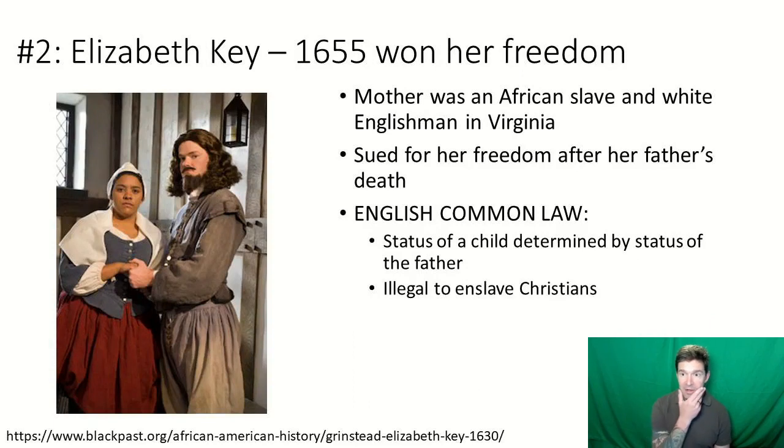Our second instance here is Elizabeth Key. This one's a great one because it really shows you the law as malleable. People in power, people who can control the law, are going to change the law to their advantage. So what's the story? This is 1655. Elizabeth Key's mother was an African slave, and her father was a white Englishman in Virginia. He's a landowner. And she was able to use the law to her advantage, and she sued for her freedom after her father died.